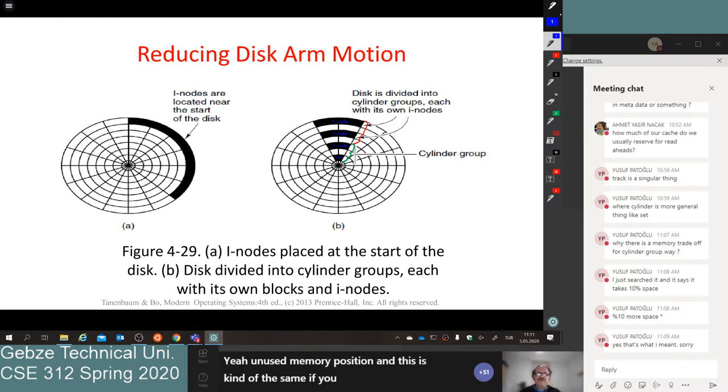And this is kind of the same. If you divide your cylinders into four or five different sections, then you need to put extra information on your disk, and you need to make sure that you have enough inodes for each of the cylinder groups. Okay, so that must be it.